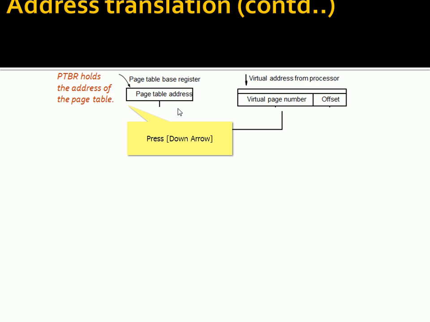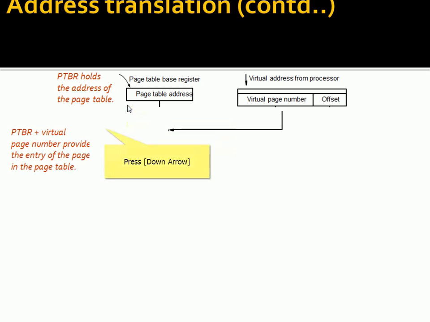In memory there are several tables. One such table is called the page table. For that table there is a starting address, held in the base register. So the page table base register plus the virtual page number provides the entry in the page table. The virtual page number from the processor and the page table base register, these two components are added. What is the base address? The starting address of the page table, right?